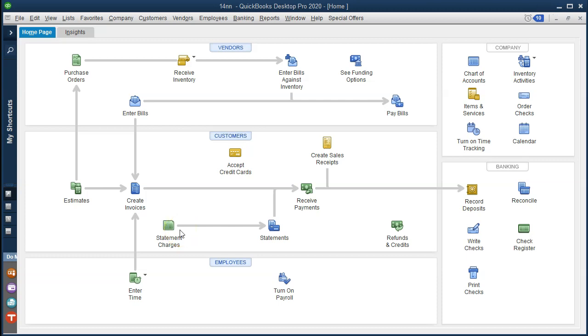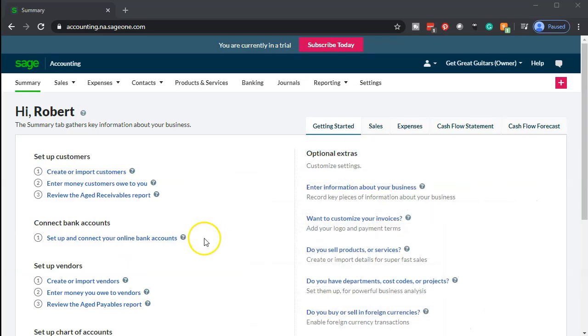There are pros and cons to each method, and the method could change as businesses change and grow and evolve. So we're going to continue with this, jumping back over to the Sage in future presentations. That's it for now. Let's get out of here.